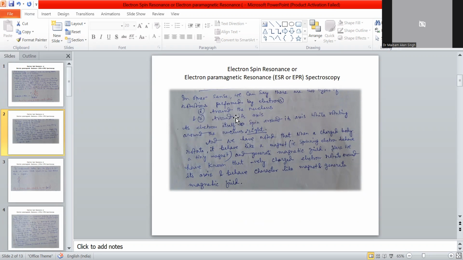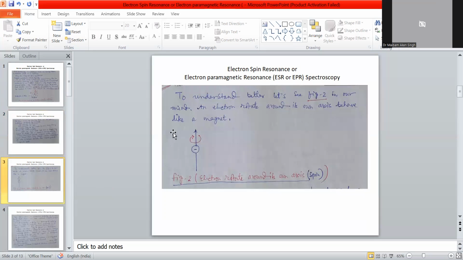This is the point. We have noted that when a charged body rotates, it behaves like a magnet and generates a magnetic field. Here, the negatively charged electron rotates around its axis and behaves like a magnet and generates a magnetic field. To understand better, let us see figure 2. An electron rotating around its own axis behaves like a magnet.